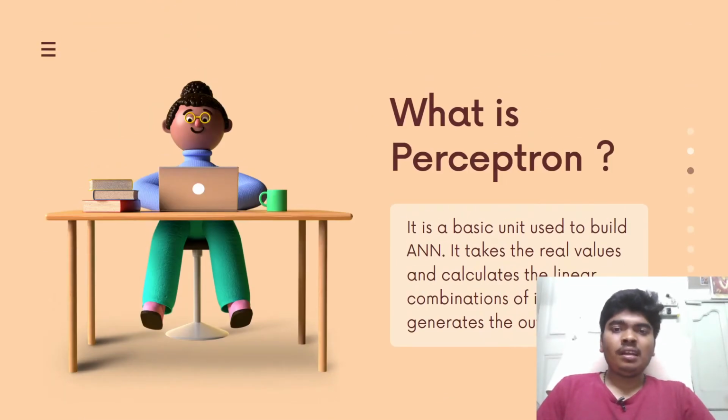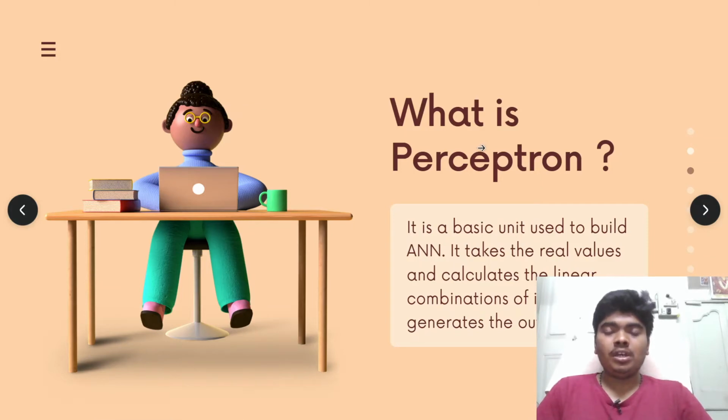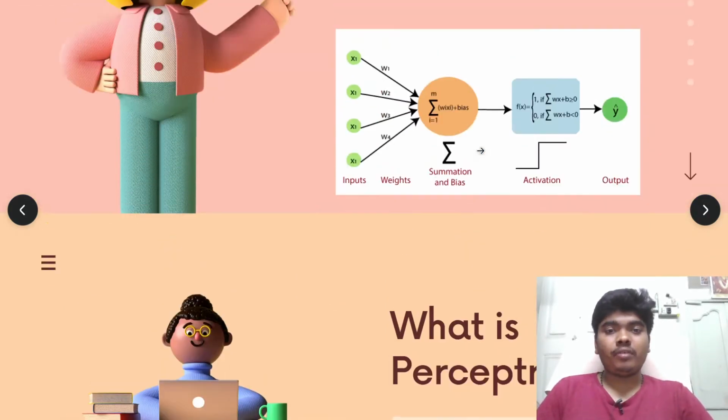So, let's get started. A perceptron is a very basic model which is used to build artificial neural networks. We can describe an artificial neural network with the help of a perceptron. It is a real-valued unit which calculates the linear combinations of inputs and generates the output. That is the basic definition, a Google definition of a perceptron.